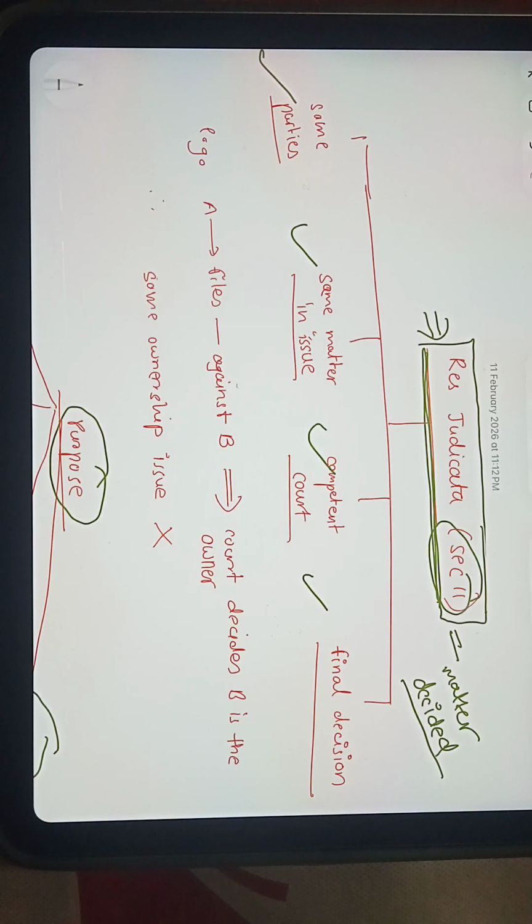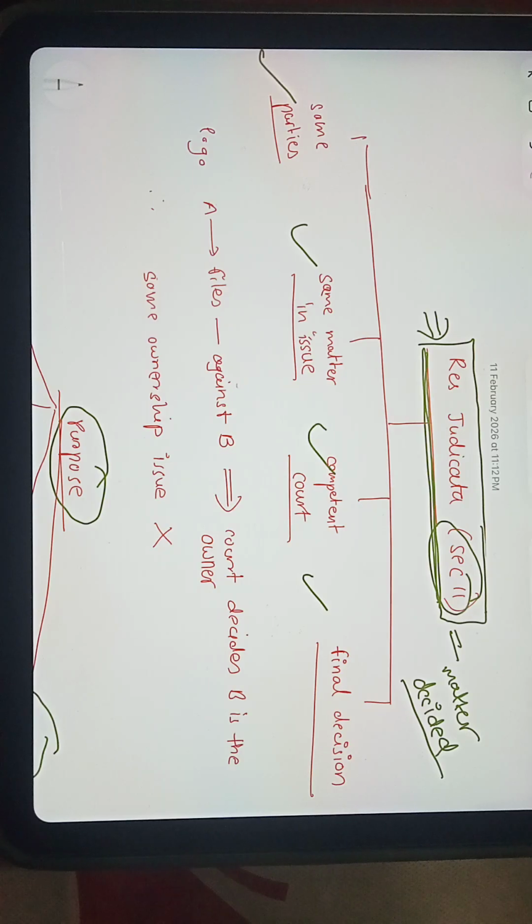Second is the same matter should be in issue, which is discussed distinctively. It means that in both the suits filed in the court, the matter in issue would be the same. Then the other suit which is filed in the court will be barred by this section.